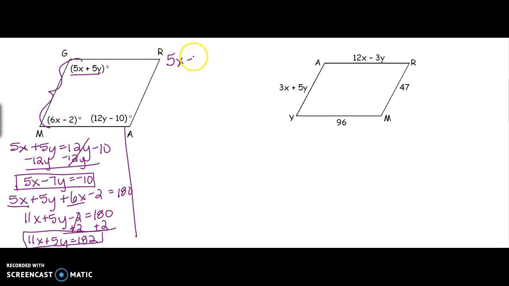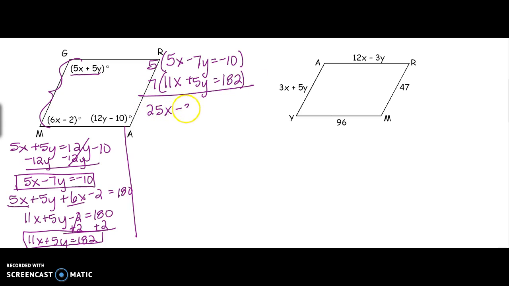So we would have 5x minus 7y is equal to negative 10, and 11x plus 5y is equal to 182. Now I'm going to solve by elimination. That means I have to eliminate one of the two variables. I'm going to choose y because one's already negative. So you have to figure out what constant matches. I'm going to multiply the whole top by 5 and the whole bottom by 7 to get 35 here. So you would have 25x minus 35y equals negative 50. For the bottom, you have 77x plus 35y equals 182 times 7.